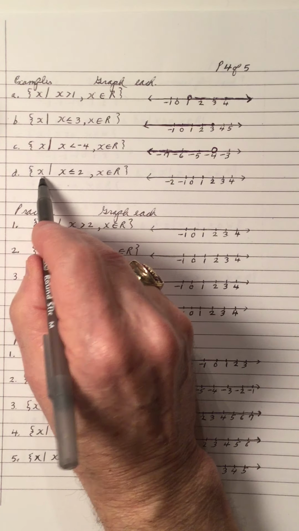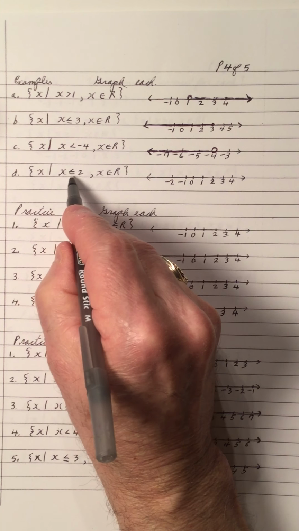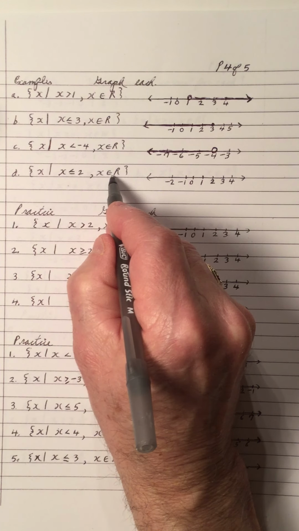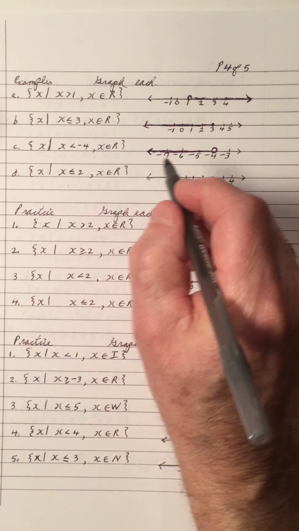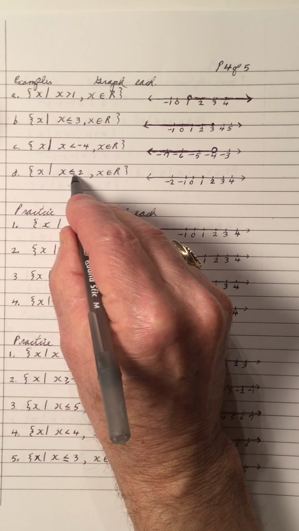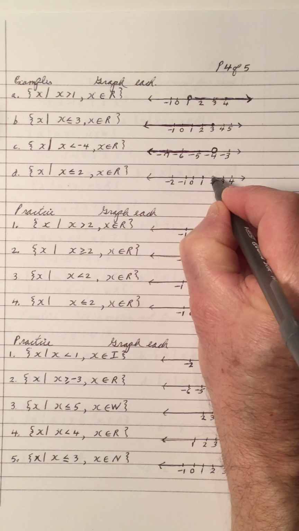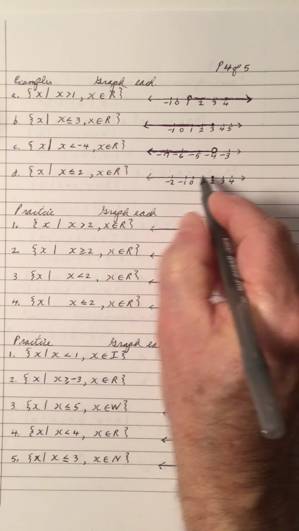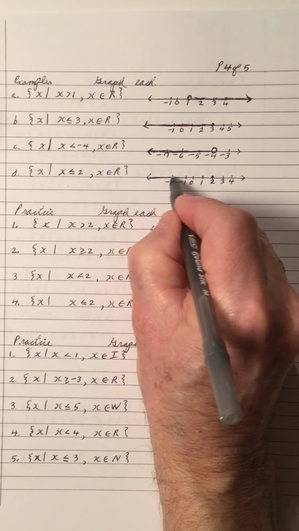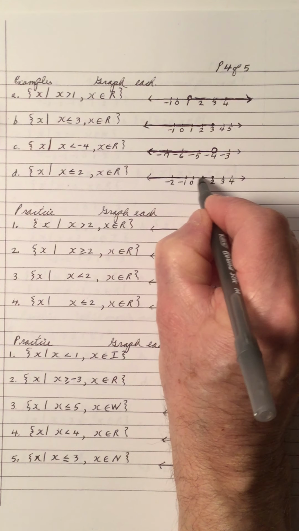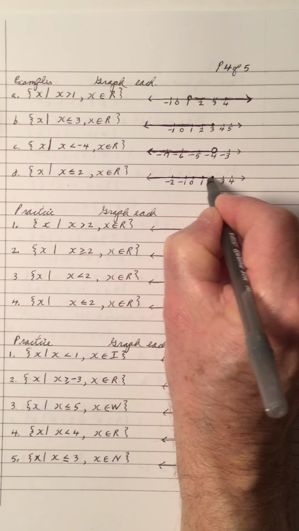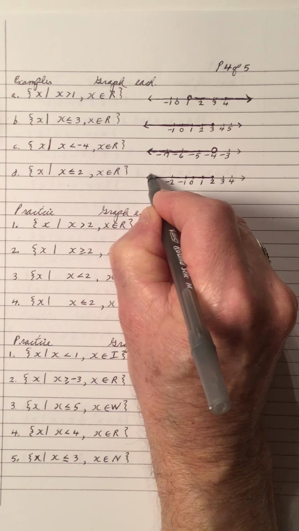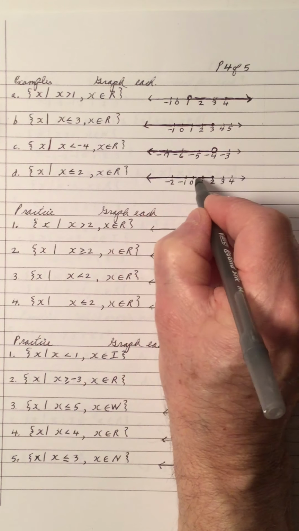D, the set of all x such that x is less than or equal to 2 belonging to the reals. Reals means shading. So we have to have 2 equal to. So it's equal to 2, and we shade to the left. There's going to the left of 2. 2 is included because it said equal to. And there it is right there.